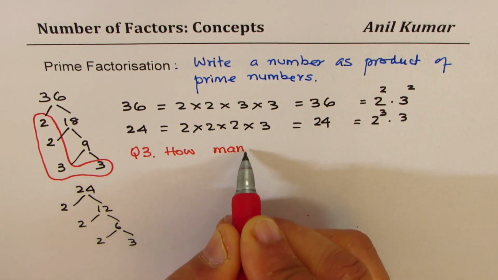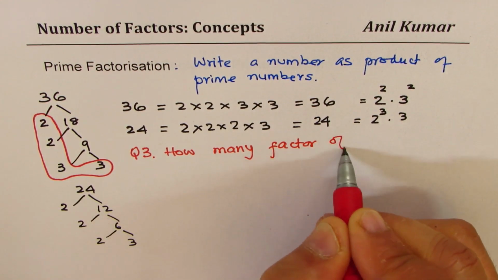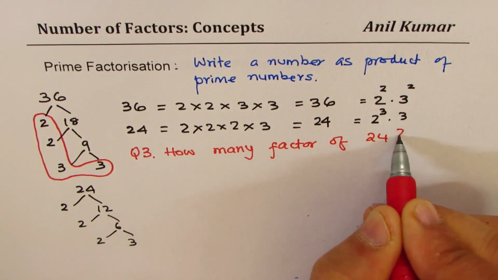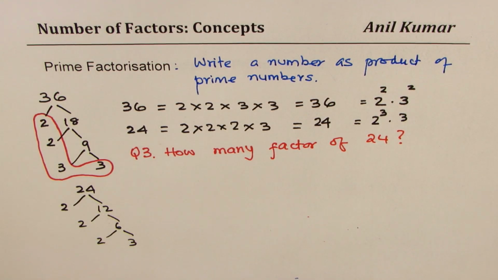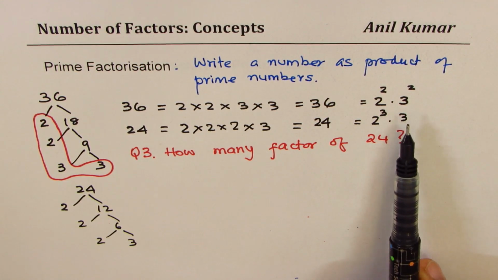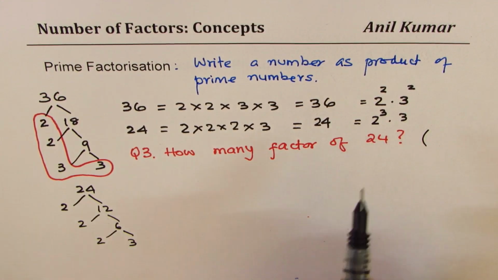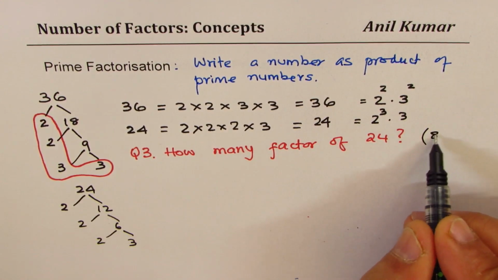Question number 3 is, how many factors of 24? This is what you have to figure out, right? So we will learn a rule, and from the rule we'll find the answer. The answer to this question is actually 8.